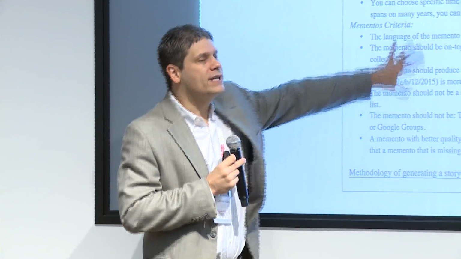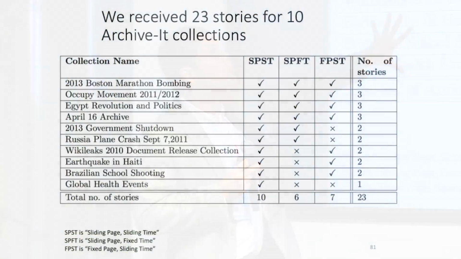Because otherwise, if you're picking 28 out of millions of pages, there's no way we can pick the same 28, but we could have equally good summarizations. All right, so we gave some criteria to the people at Archive-It. You can read that later. And they created stories, 23 stories for 10 different collections.